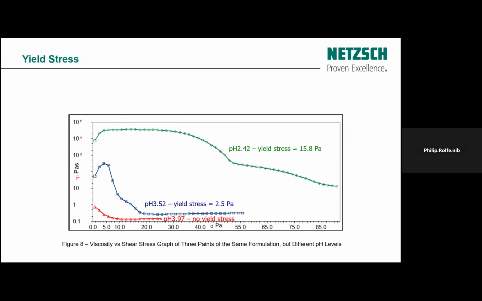So this is a paint, actually, which is quite concentrated. And we found that if we go towards lower and lower pHs, the yield stress actually goes up by polymer bridging. In this case, it was stabilized with a yield stress of 15.8 pascals. So the particles clearly couldn't sediment.